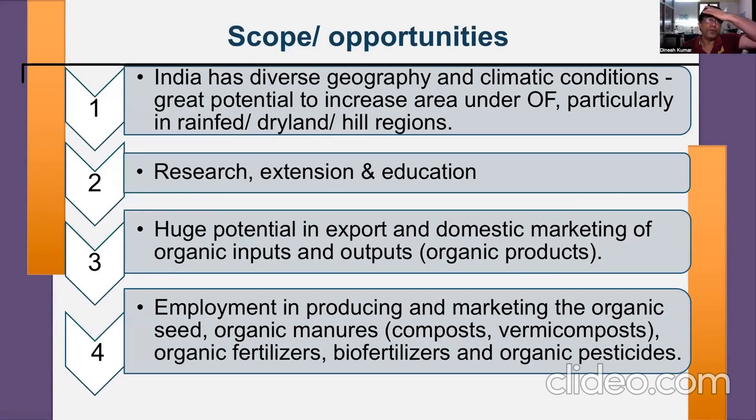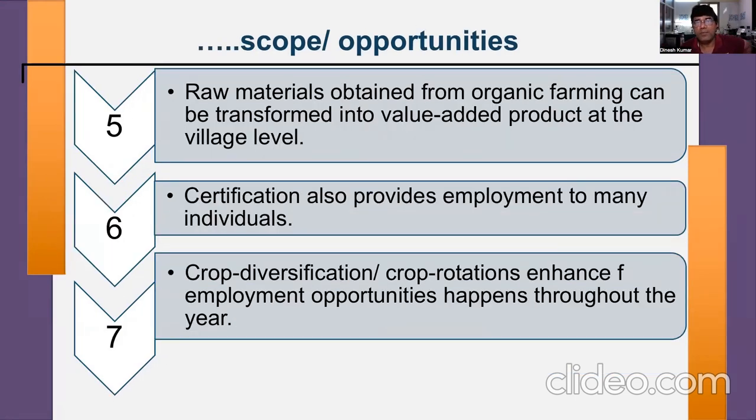Now, what are the scopes of organic farming? We have great diversity in India, climatic conditions, great potential. At one particular point of time, we will have a fresh commodity like green peas, or cucurbits can be found around the year. So research, extension, education opportunities are there. Export can be done, employment generation can be done. Raw materials can be converted into value-added products. Certification also gives employment. Crop diversification also results in employment.